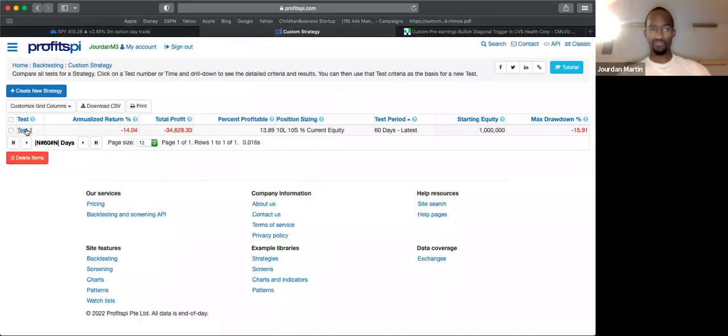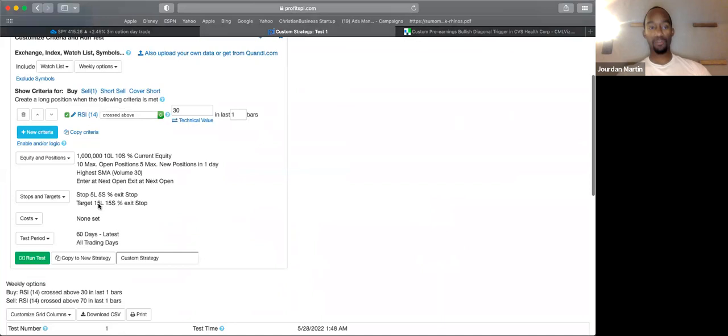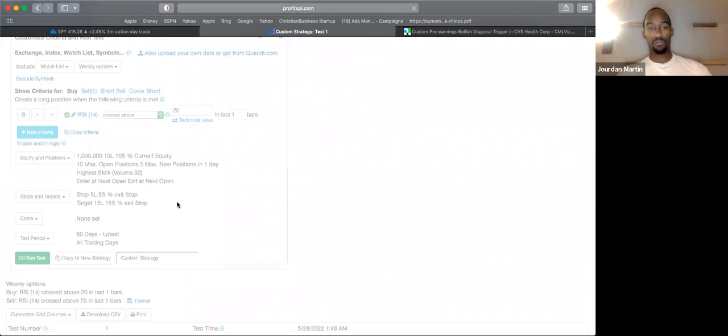Okay. So this is what you would do: you would come back and say, okay, cool, right? And it might have something to do with having a stop loss of 5% and a 15% take profit, right? But you can come down and say, okay, what if the RSI crosses 20, right?